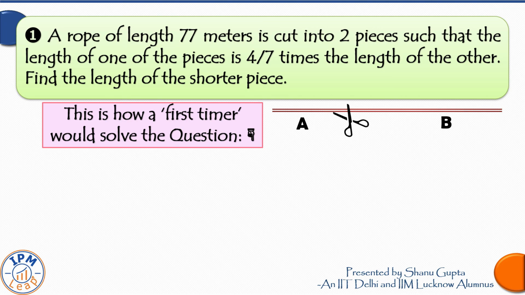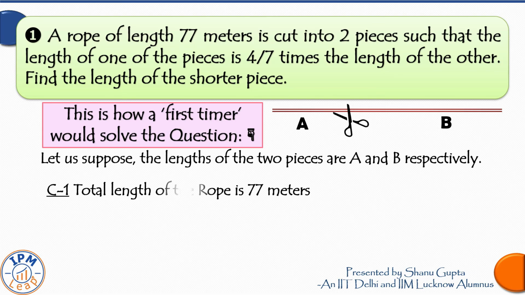Our first question is, a rope of length 77 meters is cut into 2 pieces such that the length of one of the pieces is 4 by 7 times the length of the other. Find the length of the shorter piece. On the face of it, it doesn't look like a ratio question, does it? So a beginner would perhaps attempt this question in the following manner.